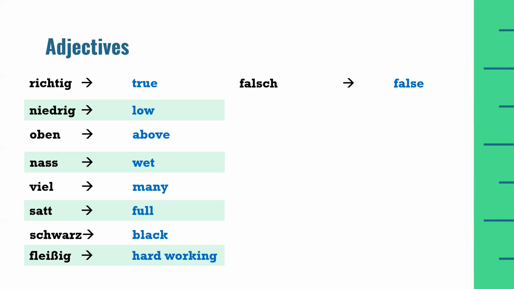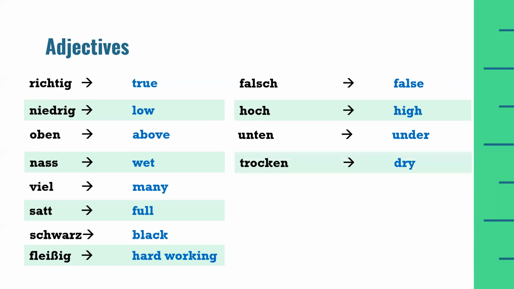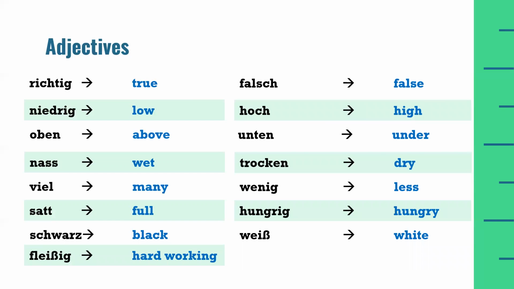So the opposite of richtig is falsch. Falsch means false. Opposite of niedrig is hoch. Hoch means high. Opposite of oben is unten. Unten means under. Opposite of nass is trocken. Trocken means dry. Opposite of viel is wenig or wenig, which means less. Opposite of satt is hungrig or hungrig, which means hungry. Opposite of schwarz is weiß. Opposite of fleißig is faul, which means lazy.